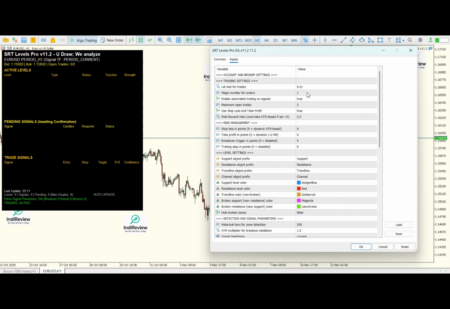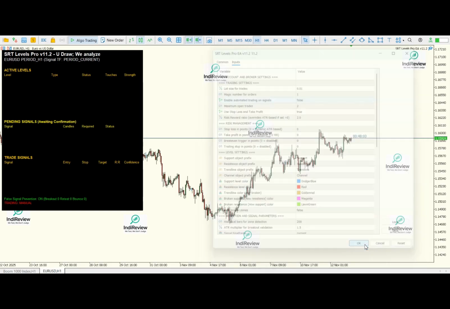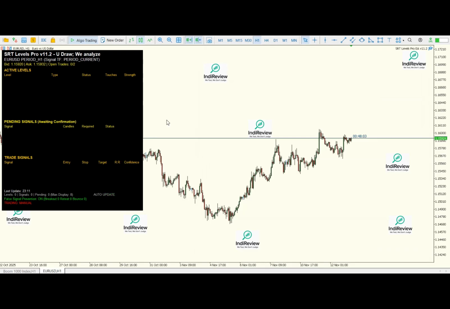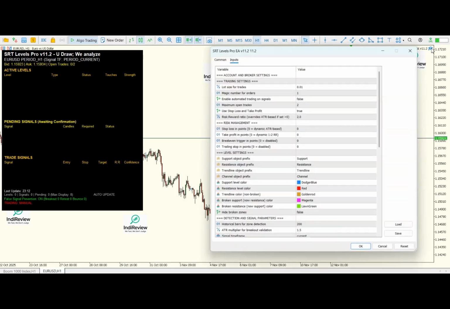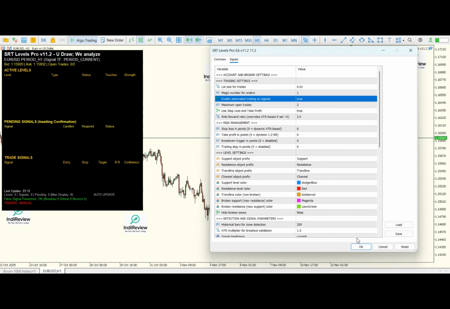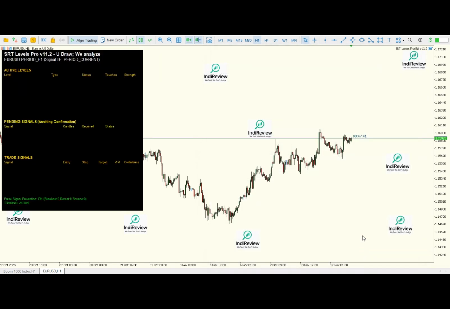So if I set this signal here to false, this here is saying active trading is active. When I click okay, that says trading is manual, so it is not going to open trades, it's just going to act as an indicator. If there's a signal, it's just going to bring it out. So let's put it back on, because we actually want to use the expert advisor.